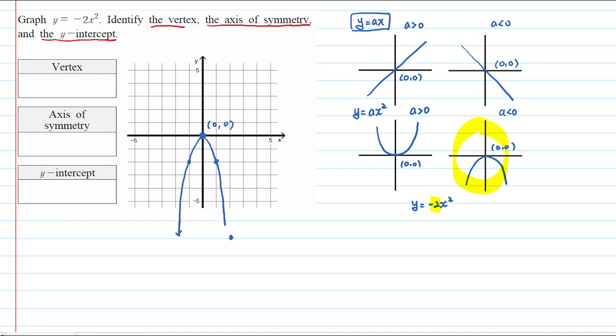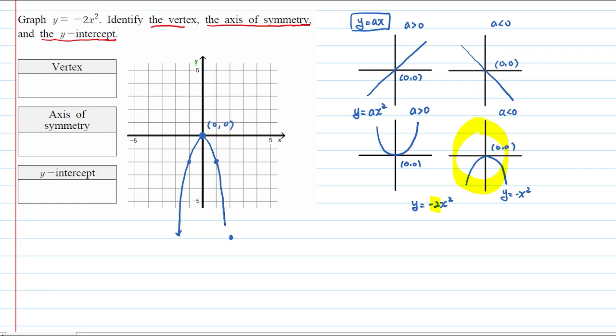This will be narrower than the one that we talked about, y equals negative x squared, for example. It will be narrower. And let's try to identify the axis of symmetry.